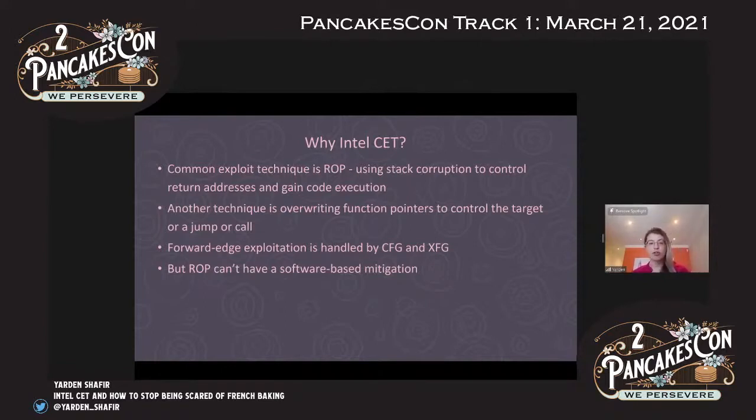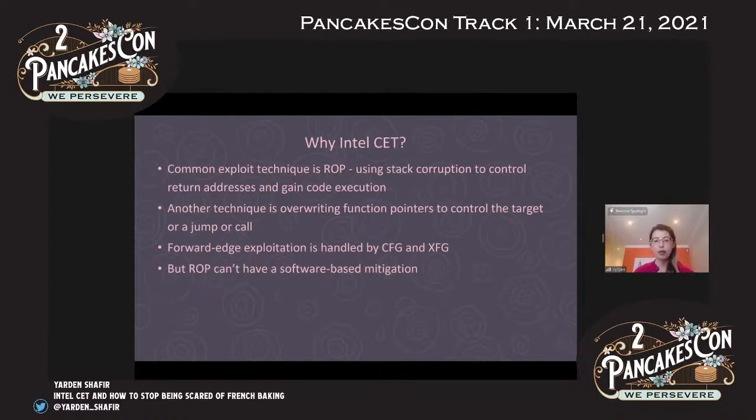Other ways are, for example, overriding a function pointer in a function table. So a call instruction will call the address you put in there instead of the address that was originally there. That's something that's handled mostly through software with CFG or the newer XFG. But ROP is something that cannot be handled through software. Microsoft did try to do that. It didn't really work. So they got rid of that.